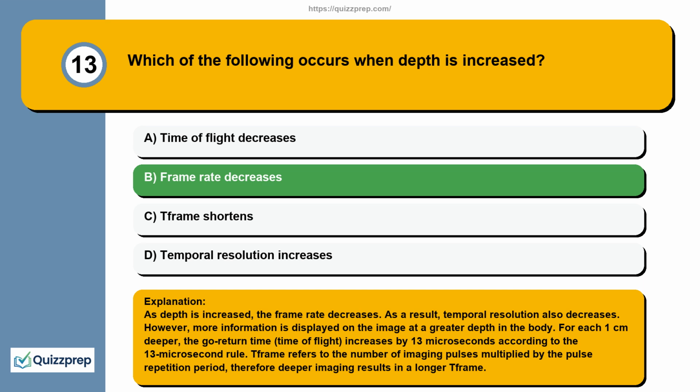For each 1 centimeter deeper, the go-return time of flight increases by 13 microseconds according to the 13 microsecond rule. T-frame refers to the number of imaging pulses multiplied by the pulse repetition period, therefore deeper imaging results in a longer T-frame.